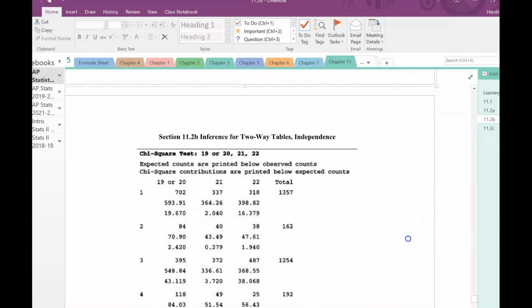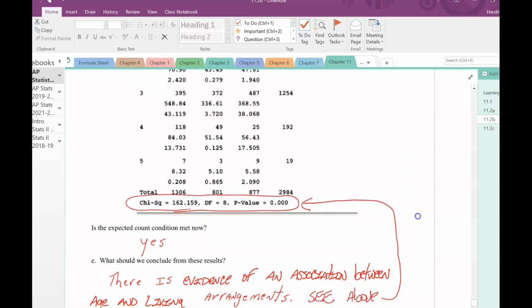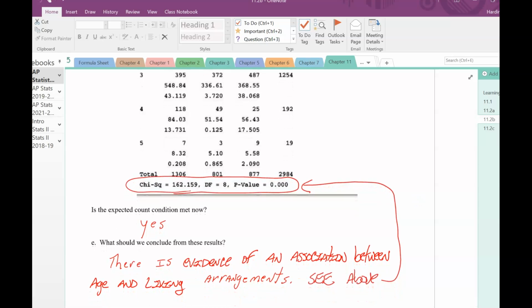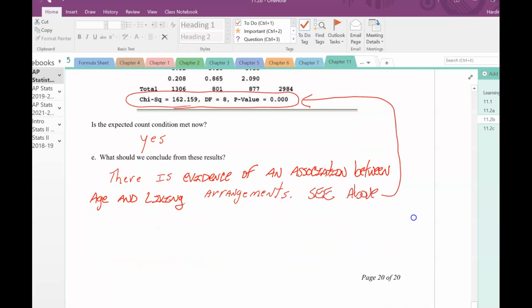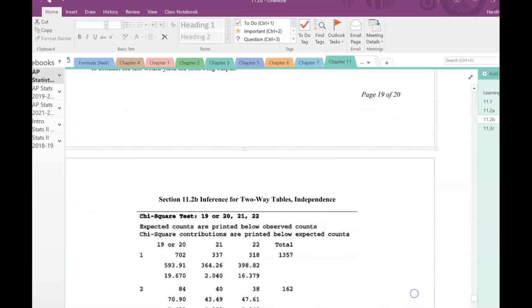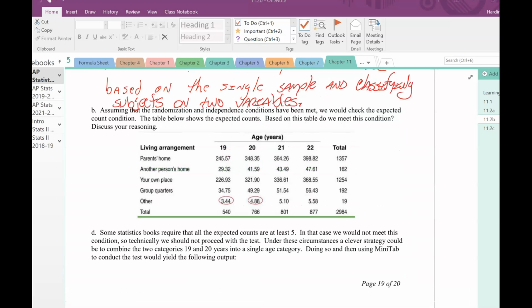So on the next page is just Minitab output for that scenario. You end up with 0 there, saying there is evidence of an association between age and living arrangements. But I've scrolled too far. Hold on. Sorry about that. I thought I had Minitab for both examples, and I'm far too into this lesson to start from the beginning again.